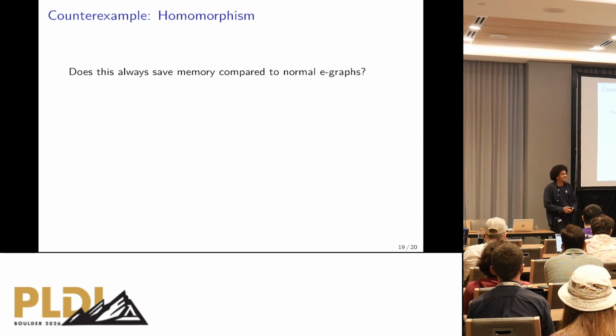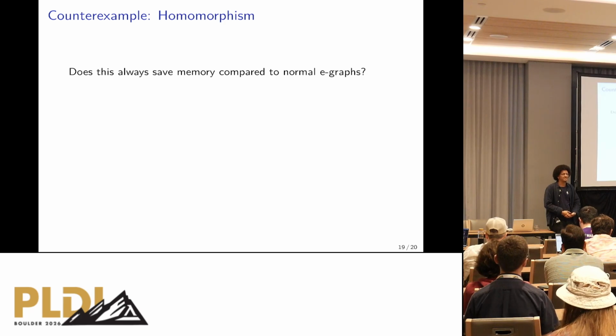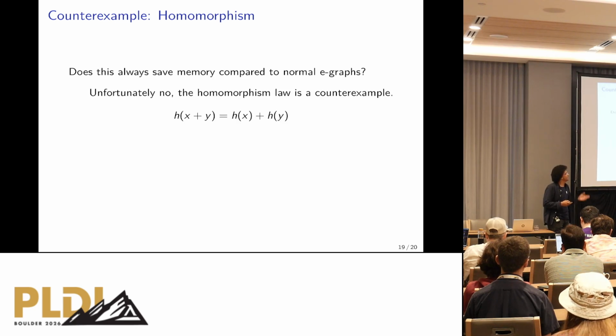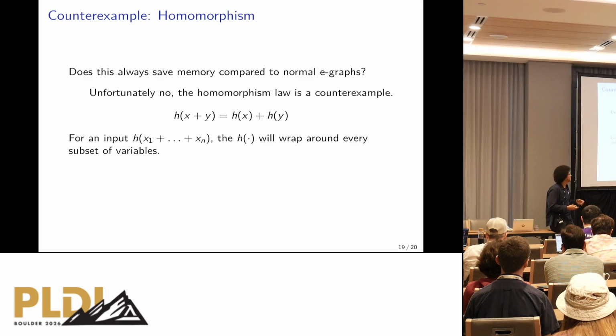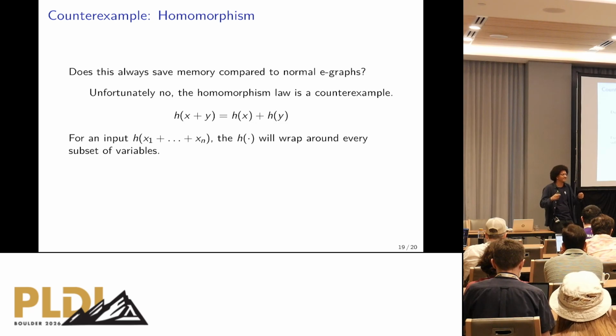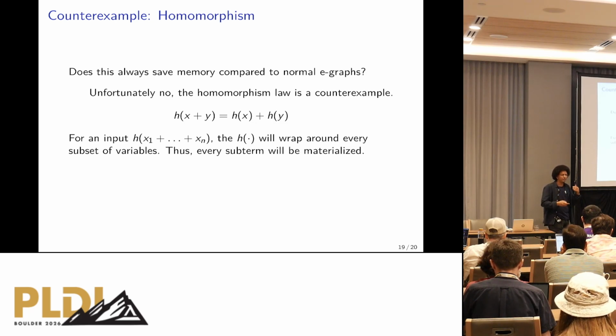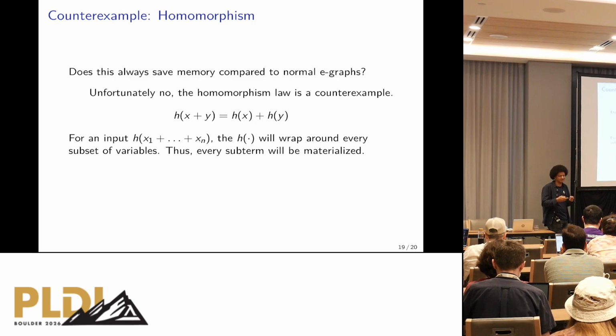And then there's maybe the question whether, even if it doesn't work all the time, does it at least save memory all the time? And here the answer is also more nuanced, because the homomorphism case is an unfortunate counterexample. What happens here intuitively is that we wrap the H around every variable, and this causes all subterms to be materialized and stored. So the advantage we get from storing only one canonical representation is lost.